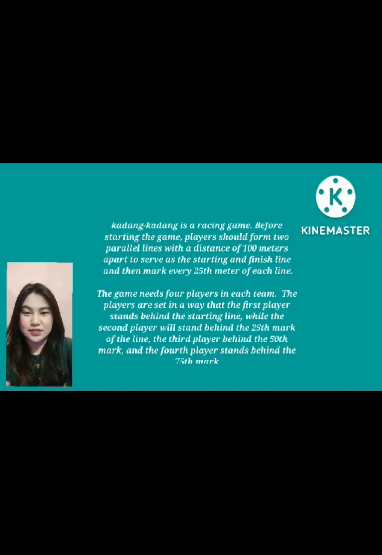The rule of the game is just simple. On the signal get set, the players stand at the starting line with their stilts. At the signal go, the first player mounts on his stilts and starts walking to the 25 mark. After reaching the mark, he gets off the stilts and hands them to the second player, who will do the same while going to the 50th mark. The same pattern goes with the third and fourth player until they reach the finish line.